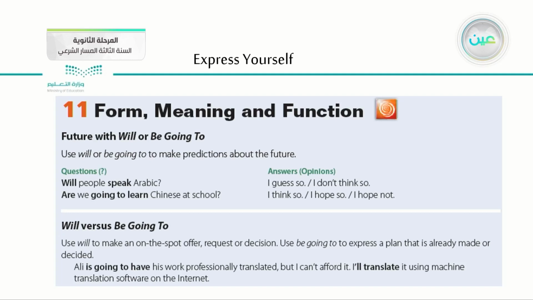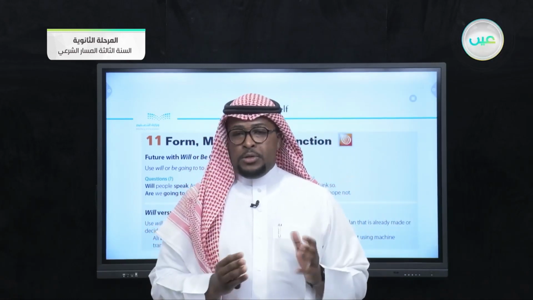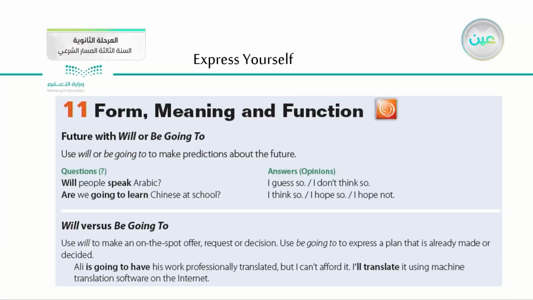And of course here we have an example, which is Ali is going to have his work professionally translated, but I can't afford it. I'll translate it using machine translation software on the internet. If you look here, guys, you can find that the verb after will and going to is a verb in its base form. So this is very important to look at, because sometimes we make mistakes, okay, when we use the structure here.